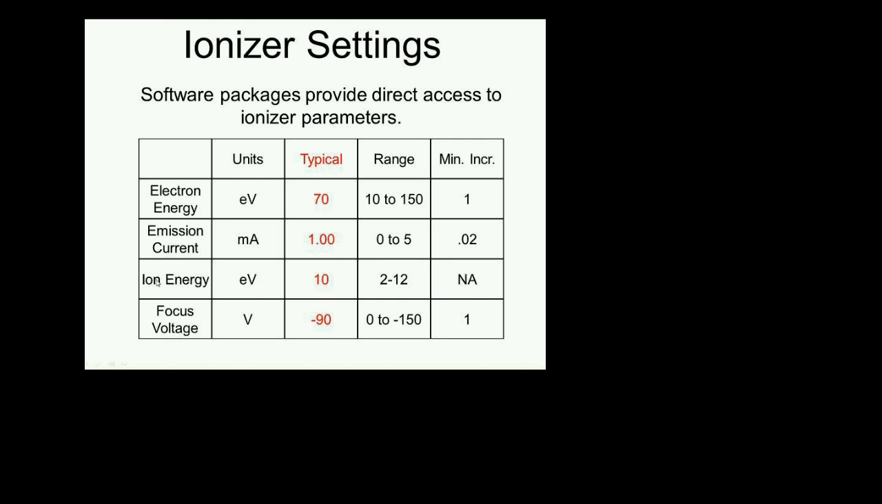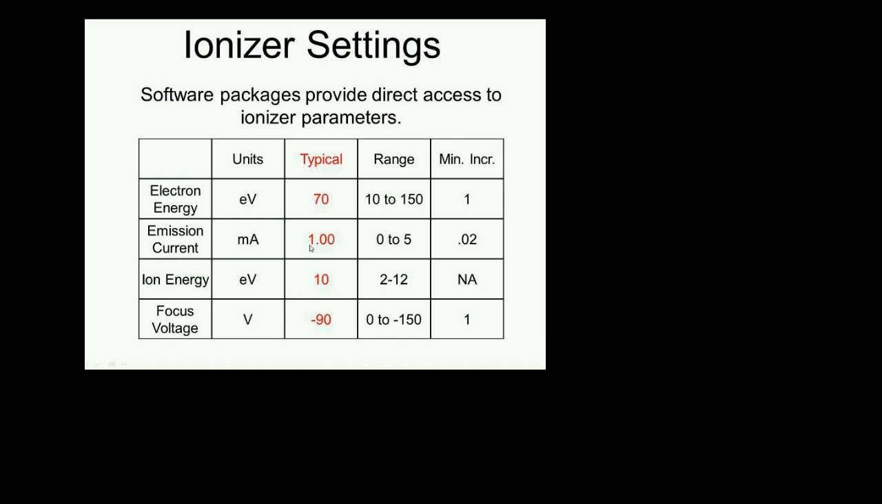We talked about the ion energy. This is the energy of the ions in the ionizer. Typical value is 10 volts. In some devices, you get to adjust that anywhere from 2 to 12 volts. Which one you're going to use is going to depend on whether you want sensitivity or whether you want resolution.